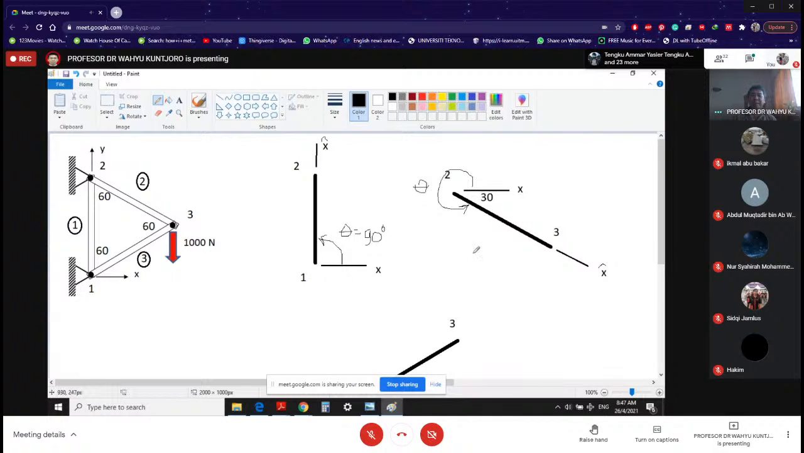Nice. So now, I repeat again. For this element number 2, let's say the positive direction is from 2 to 3. So that is X local. Okay. Then that means your theta is going to be measured from positive X global to positive X local. So that's your theta. What is the angle?